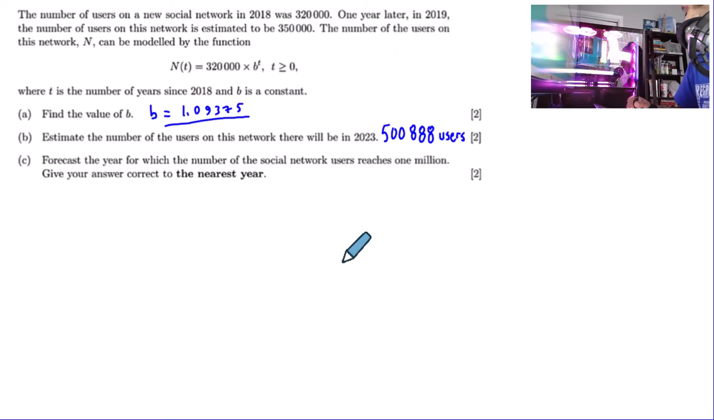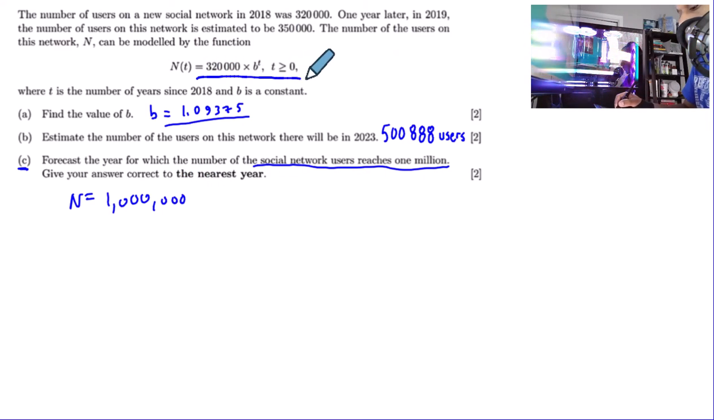All right, we got A, we got B. Now for the last part, part C here. Okay. Forecast the year for which the number of social network users reaches 1 million. So N, the number of users, reaches 1 million. N equals 1 million users. Okay. So they're saying N equals 1 million.